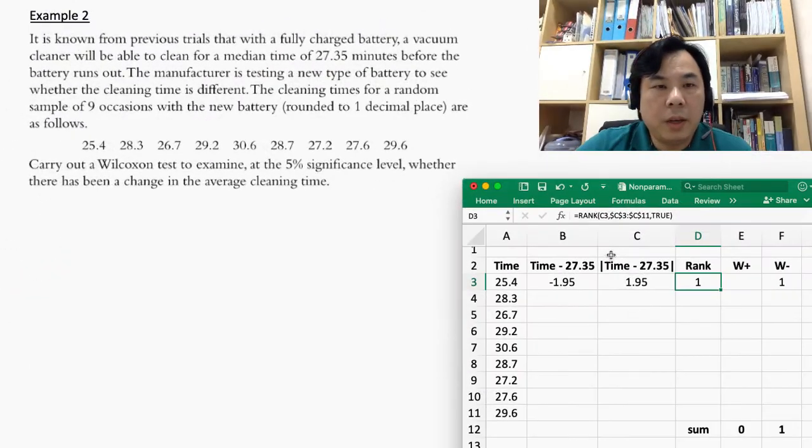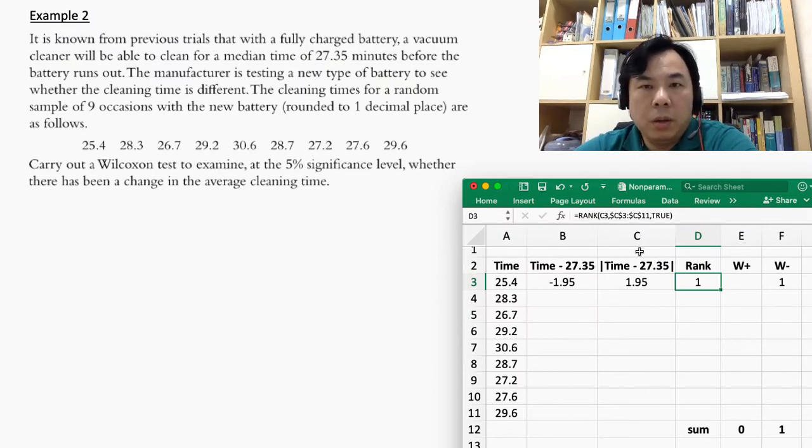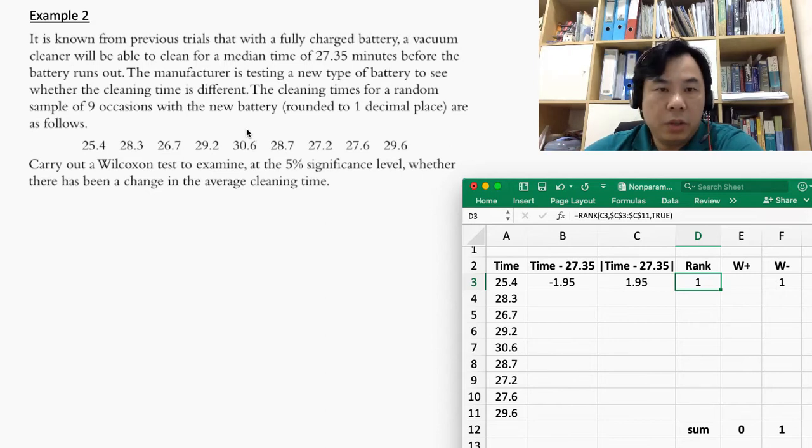All right, our second example, which is the same as our previous example on the vacuum cleaner. You can read that through one more time. The median time is given as 27.35 minutes before the battery runs out. And this is 9 sets of data that the researcher has collected. Now, instead of carrying out the sign test, we have to carry out the Wilcoxon signed rank test at 5% significance level to see whether there has been any change in the average cleaning time.